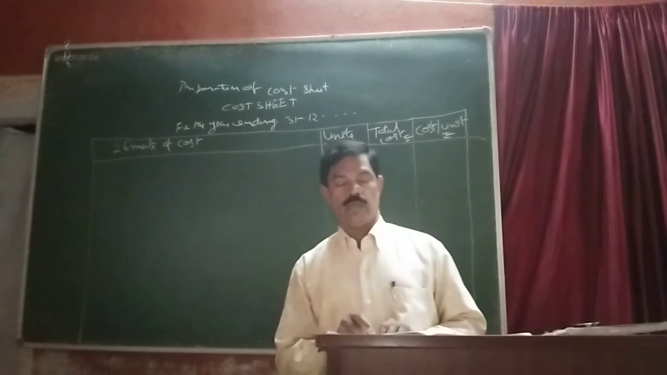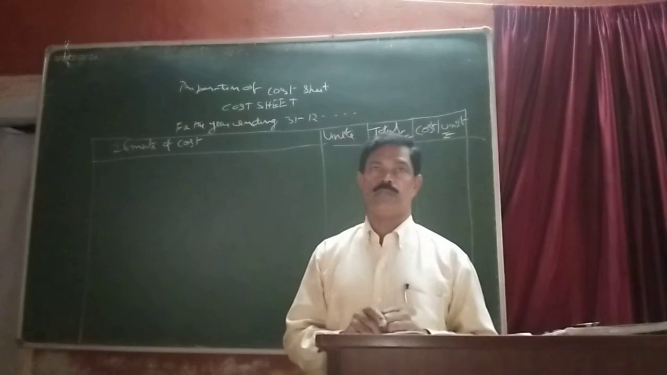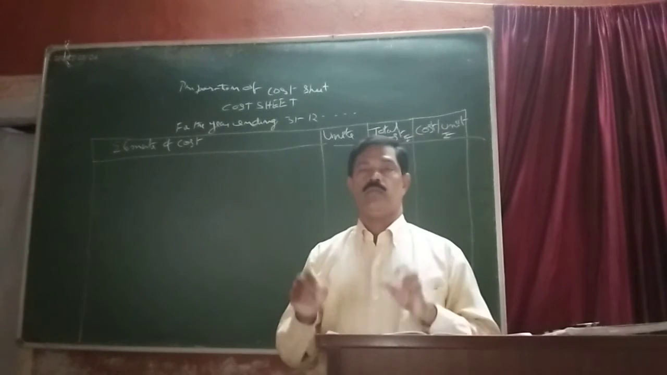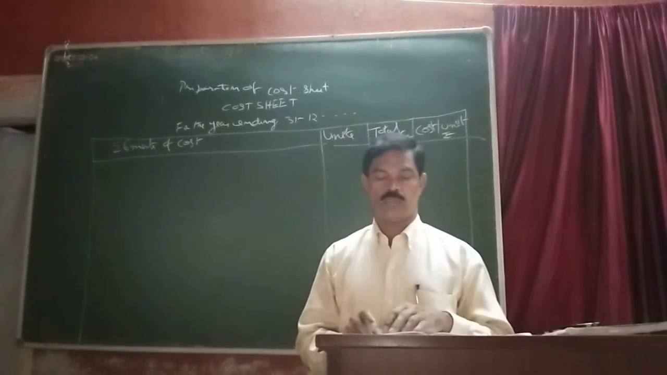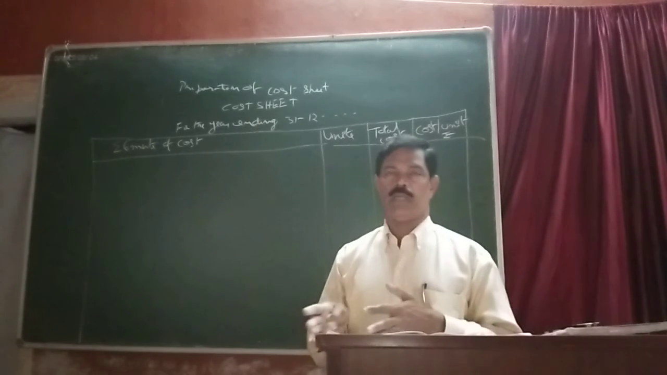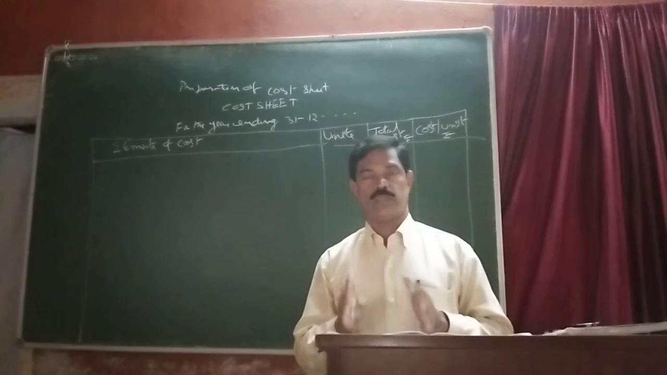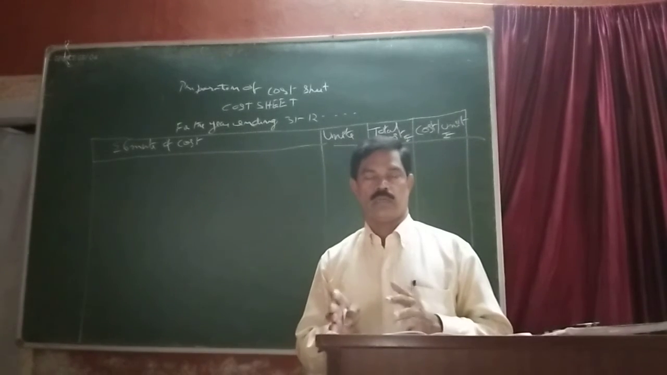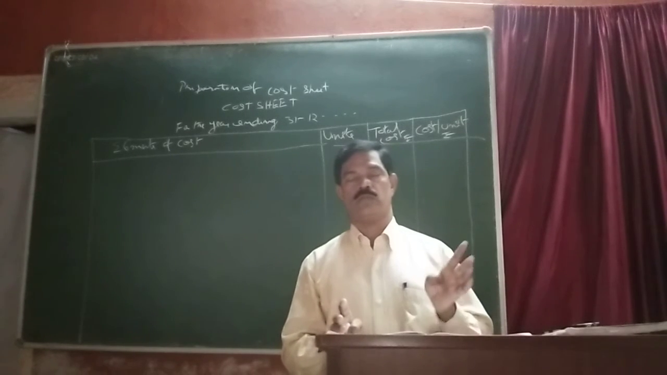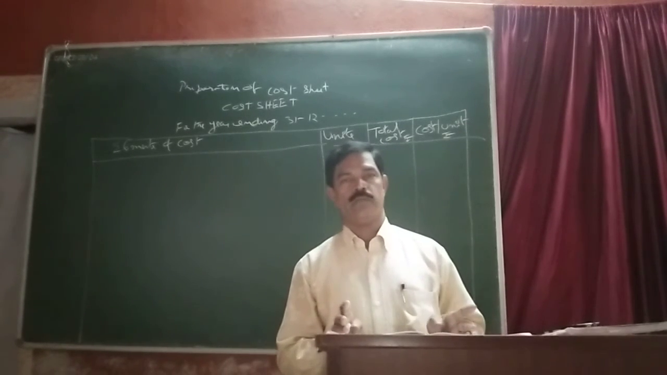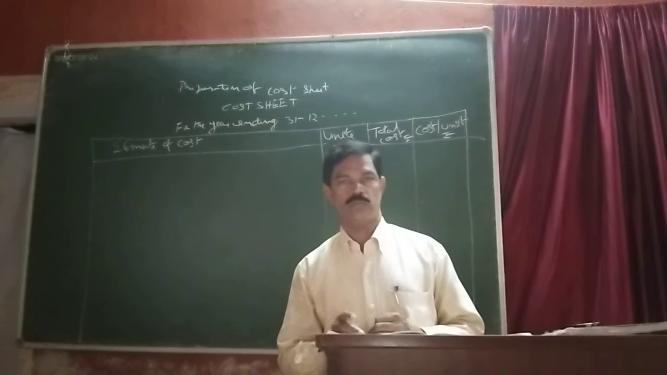How is it done? We take cost of production, then to that we add opening stock of finished goods, then we get the total, and from that total we deduct the closing stock of finished goods. So this is how it is calculated. But while solving the problem or while preparing the cost sheet, we will get clear knowledge about these, that is adjustment of opening stock of work in progress, closing stock of work in progress, then opening stock of finished goods, closing stock of finished goods, etc.